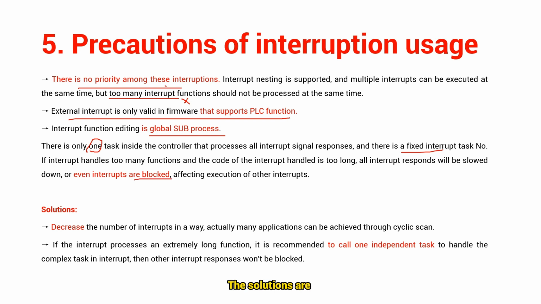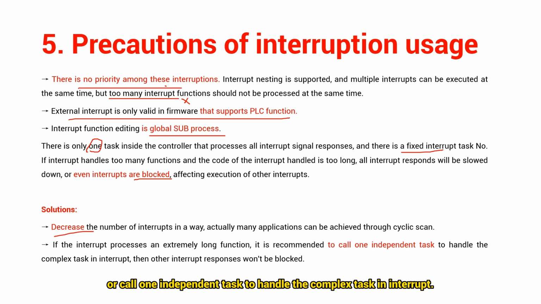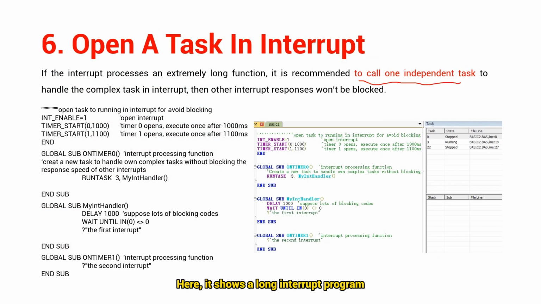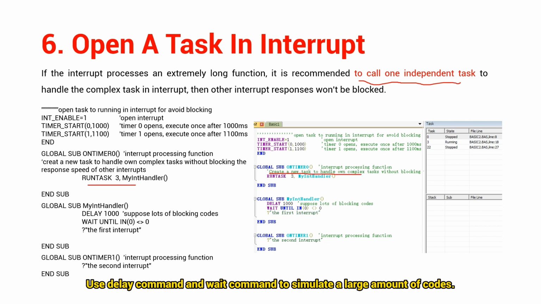The solutions are to decrease the number of interrupts in a way, or call one independent task to handle the complex task in the interrupt. Here, it shows a long interrupt program. Then this example's program will not be blocked, because one independent task is built in. It opens task 3 to process. Use delay command and wait command to simulate a large amount of code.